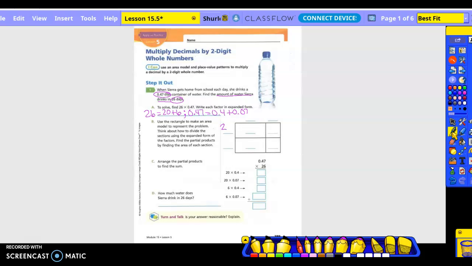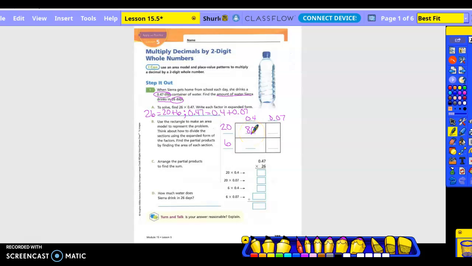Okay, so we had the 20 and we had the 6, right? Then the other one we have 4/10 and we have 700. Okay, so once again, we use our fingers and we bring the things together, right? So that first box, we're going to bring 20 and 4/10 together. So what is 20 times 4? 80. And how many decimal places do we have? 1.